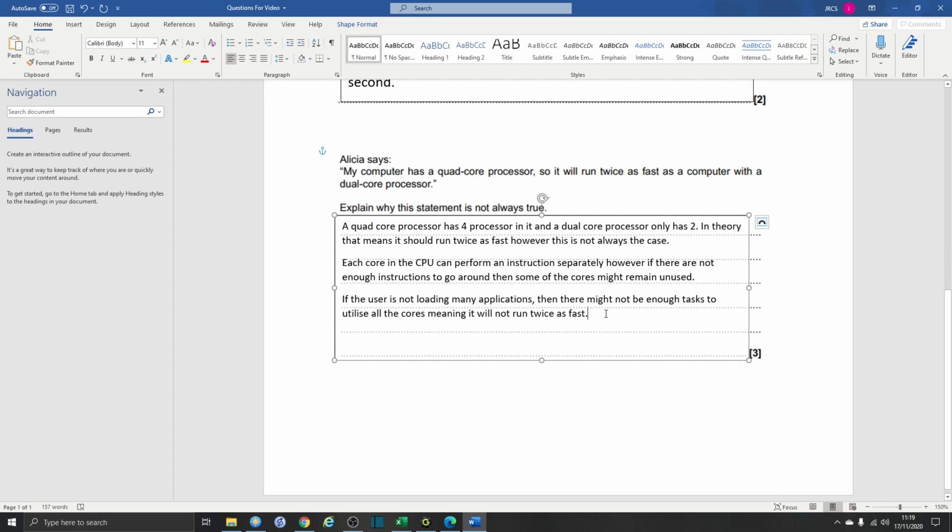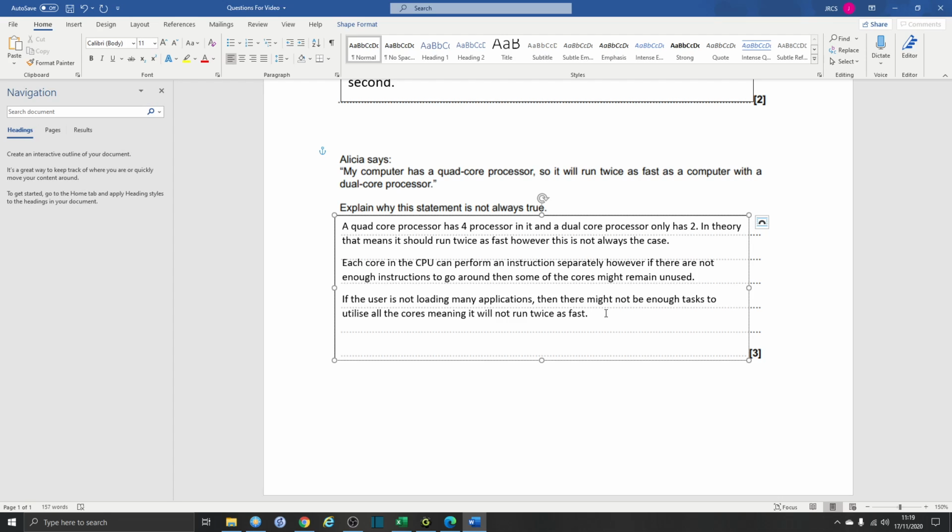If the user is not loading many applications, then there might not be enough tasks to utilize all the cores, meaning it will not run twice as fast. I'm very explicit in the last one. So think about the 3 steps. I explain the situation. I talk about why it's not necessarily going to be twice as fast in the middle bit, because if they're not being used, they're not going to be used. And then I give a specific real life situation: why would there not be enough tasks? Just saying there might not be enough tasks is great, but why might there not be enough tasks? Because they're not loading enough applications.